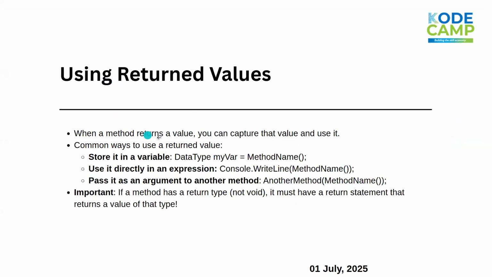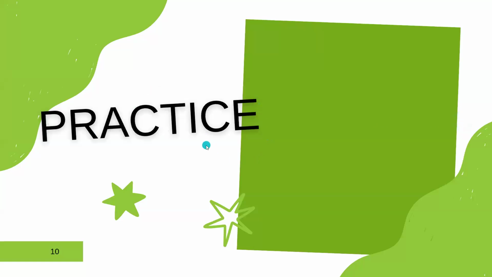Using return values. When a method returns a value, you can capture that value and use it. Common ways to use the return value are: you store it in a variable like this, you use it directly in an expression, or you pass it as an argument to another method. Everything you see here comes by practice. It might not be clear to you now, but as you continue practicing, it will become clear. So if a method has a return type, not void, it must have a return statement that returns a value of that type. All right, so any question before we go into our practice?